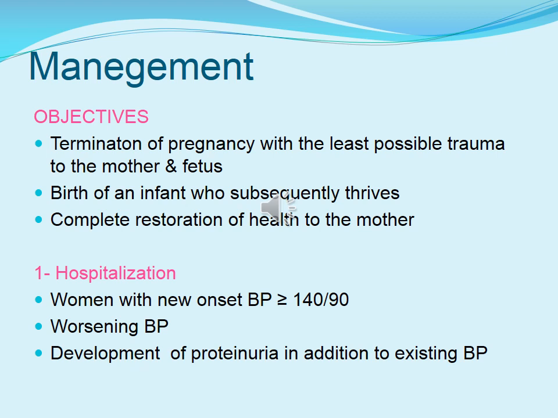Which patients need hospitalization? Those with a new onset blood pressure of more than 140/90 millimeters of mercury. Those with worsening blood pressure in spite of treatment. Those who develop proteinuria in addition to existing elevated blood pressure.